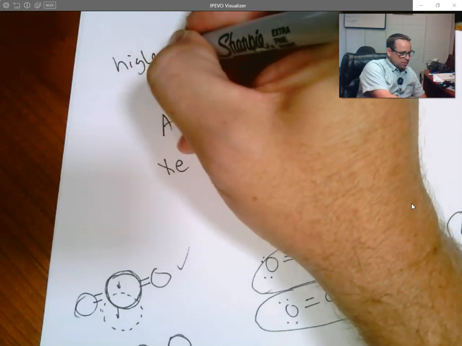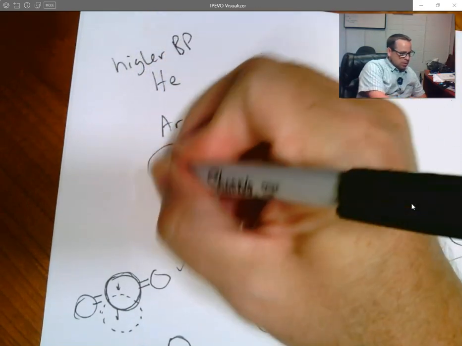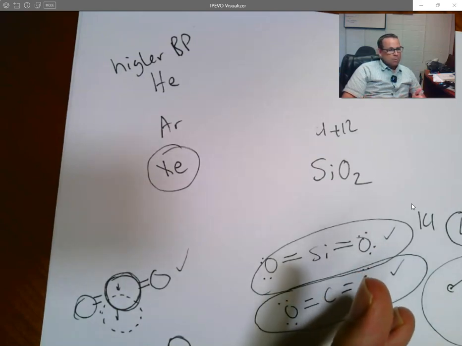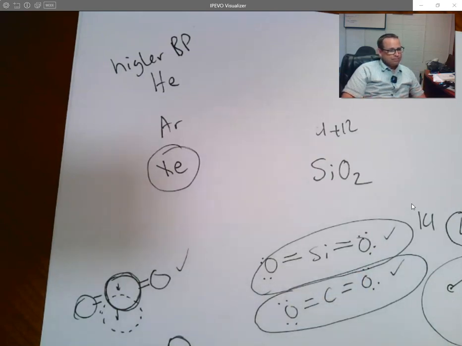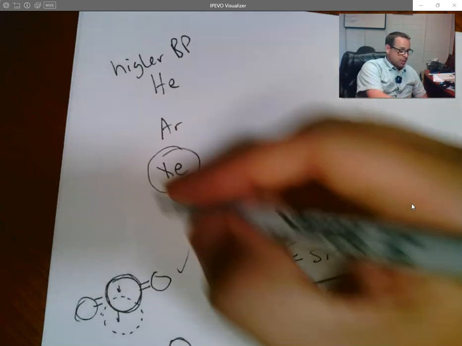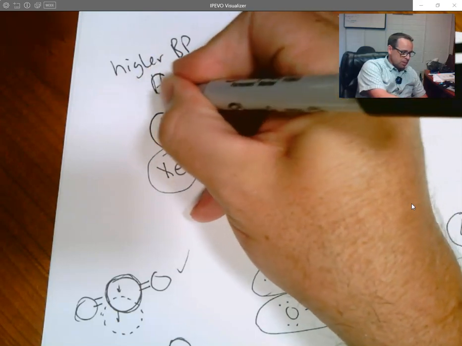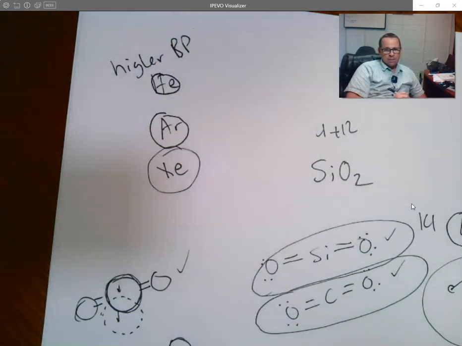That's right. Higher boiling point. Xenon is going to have a higher boiling point, and that's simply because why, Sarah? That's right. It's larger, and so now I'm going to use that circle that I've drawn as a kind of indicator of the size, right?